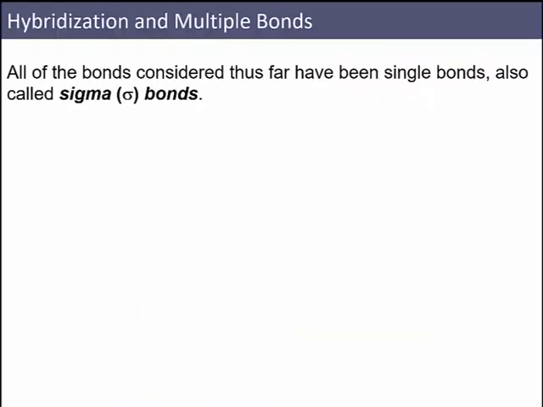All of the bonds that we have considered so far have been single bonds. We are also going to call these sigma bonds, right? So how do I remember this? Single, sigma, and that is the Greek letter sigma, from which we get the letter S.